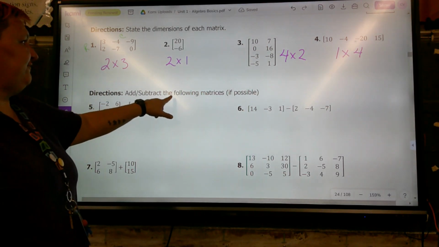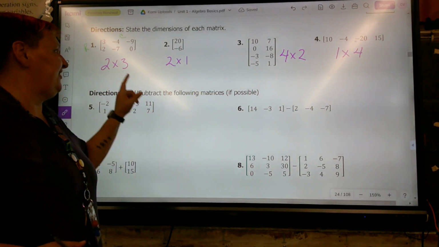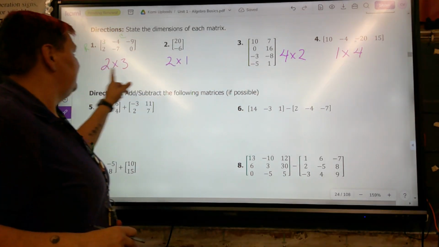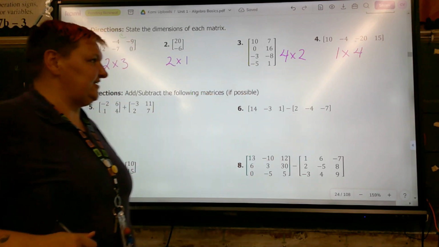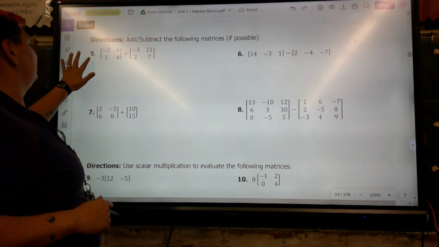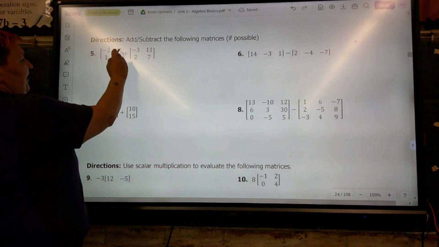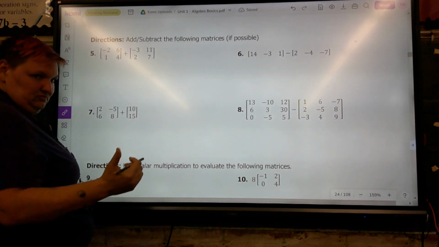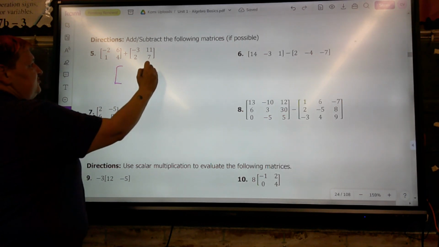Add, subtract the following matrices if possible. Remember, to add and subtract, they have to have the same dimensions. None of these can be added and subtracted because they don't have the same dimensions. Alright, so let's look at it. First, we have to decide if it has the same dimensions. 2 by 2 and 2 by 2. Good. We're adding them. So we literally are going to create another 2 by 2.